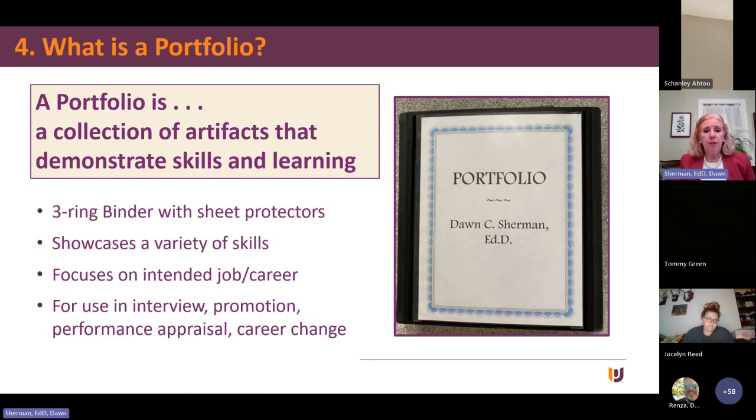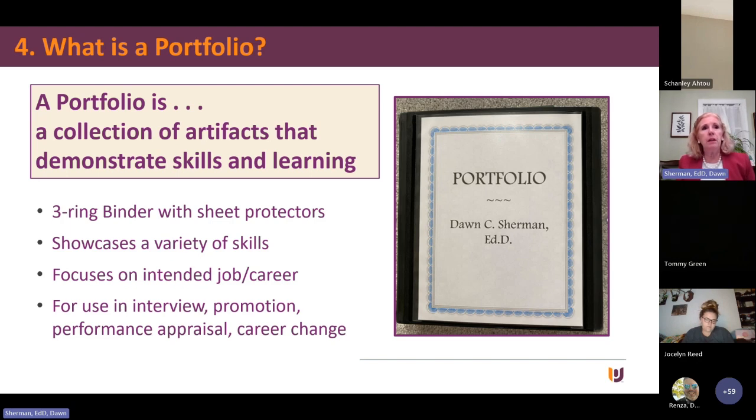So here's a portfolio. This is the cover of my portfolio. What is it? It's a collection of artifacts that demonstrate your skills, your learning, your talents. All of this comes together in one binder. There's a way to organize it, which we'll get into. But typically a 3-ring binder works really well because you can add and delete. This is a living document.